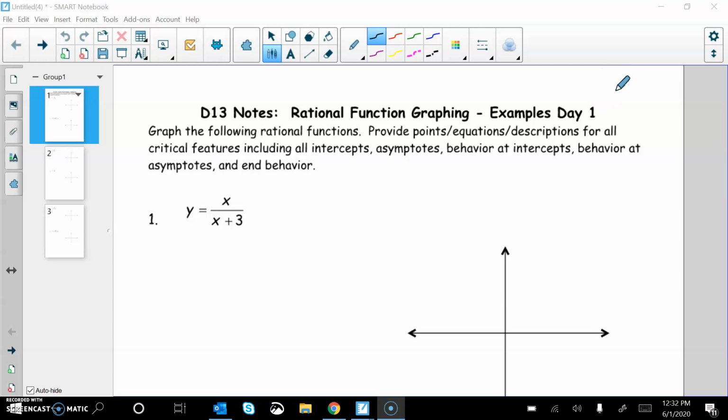All right, D13 notes, graphing rational functions, a general case. When graphing these, there's a few characteristics we need to make sure we graph. The key features are going to be asymptotes, vertical, horizontal, oblique, which we'll see later, and then our intercepts, x-intercepts and y-intercepts. Also, holes in the graph, which we'll see in the next section.